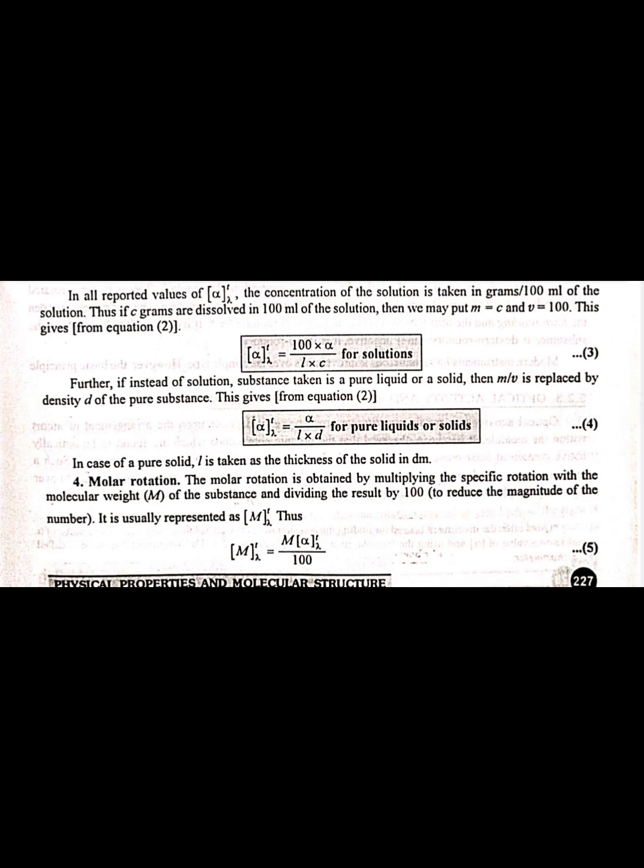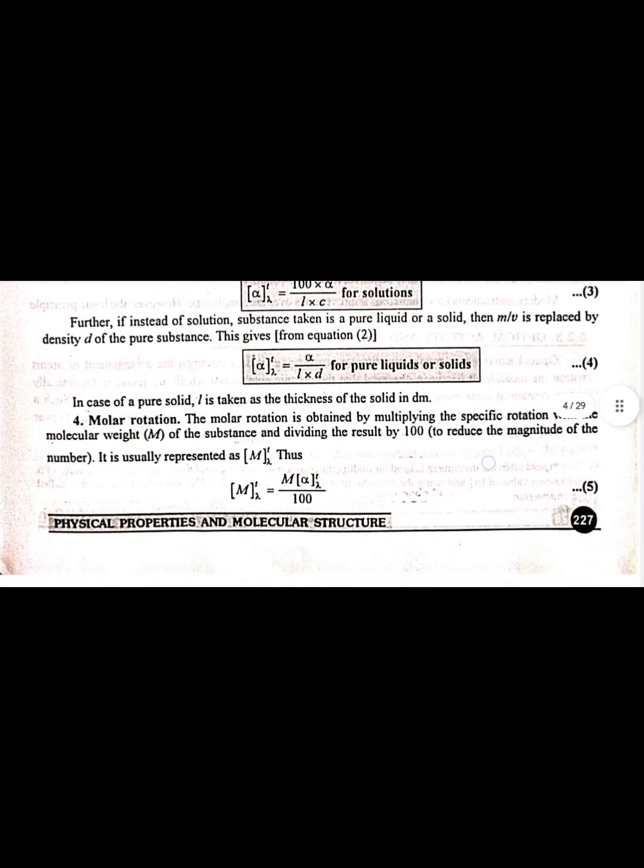Further, if instead of a solution the substance taken is a pure liquid or a solid, then m by V is replaced by density D of the pure substance. This gives, from equation 2, alpha t lambda is equal to alpha upon L into D for pure liquids or solids. In case of a pure solid, L is taken as the thickness of the solid in dm.